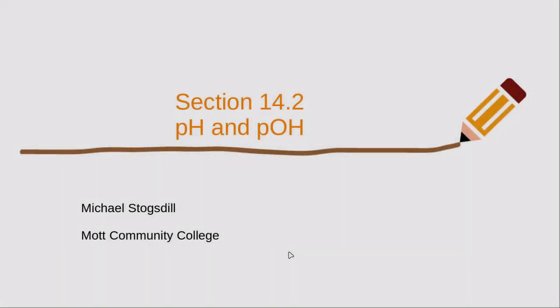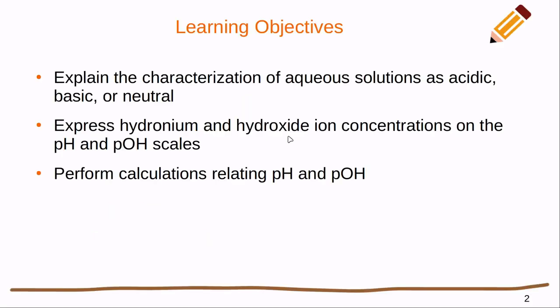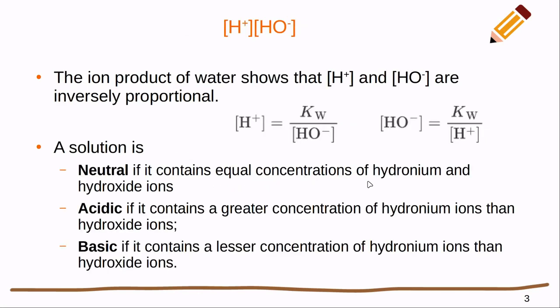Hello everybody. In this video we're going to be covering section 14.2, pH and pOH. We're going to explain the characterization of aqueous solutions as acidic, basic, or neutral. We're going to express the hydronium and hydroxide ion concentrations on the pH and pOH scales, and we're going to perform calculations relating to pH and pOH.